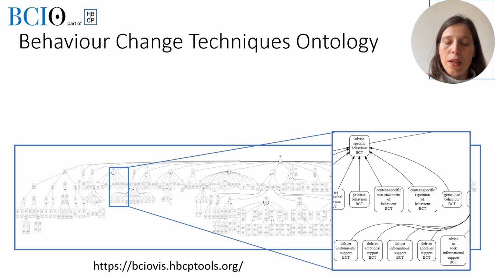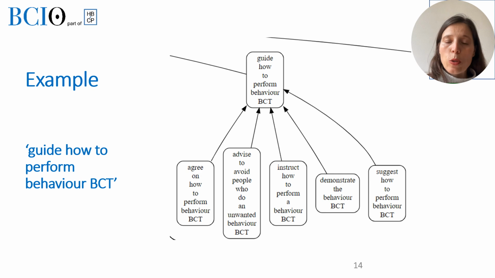So if you look at this example here, where we have a behavior change technique that is called Guide How to Perform Behavior Change Technique, you can see that there are 5 child classes. Agree on how to perform the behavior, advise to avoid people who do an unwanted behavior BCT, instruct how to perform that behavior BCT, demonstrate the behavior BCT, or suggest how to perform the behavior.